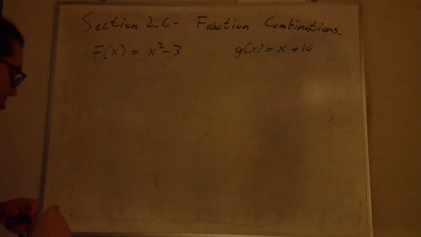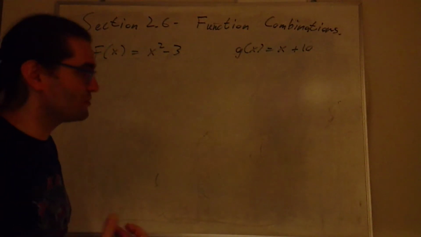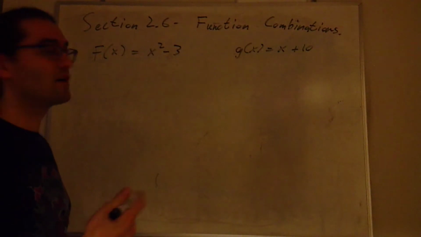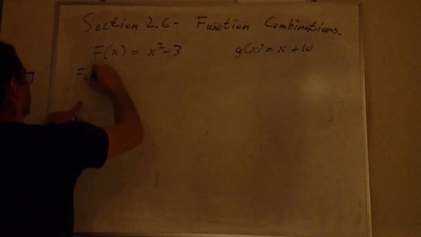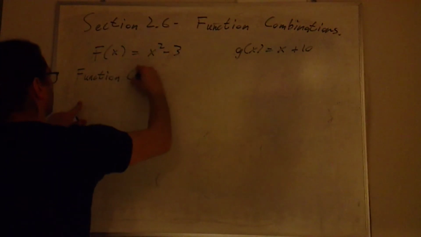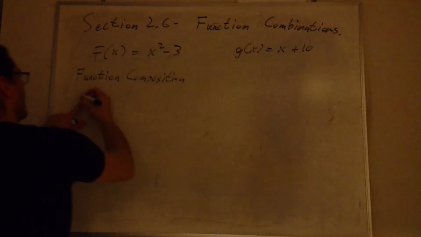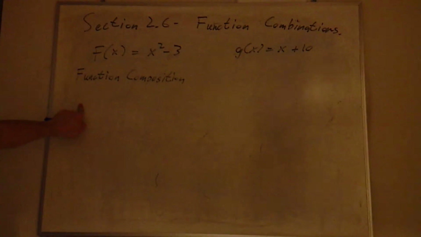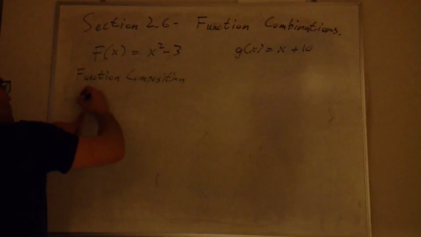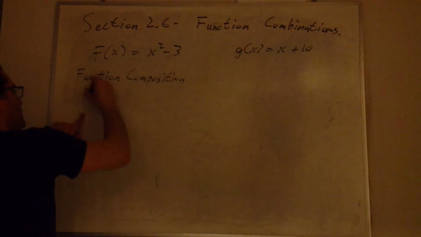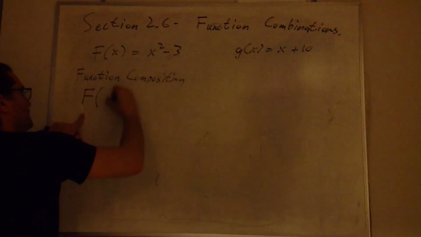Okay. The extra cool thing you can do with functions that you can't do with most normal numbers is called function composition. Function composition is what happens when you put one function inside of another function. So it's written in two different ways. I like to write it f of g of x.